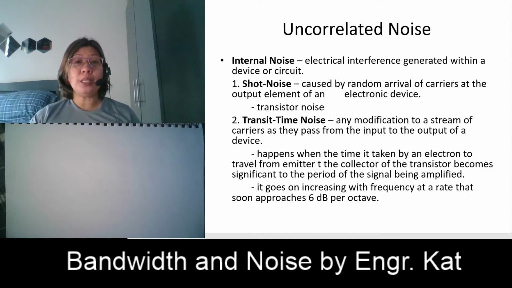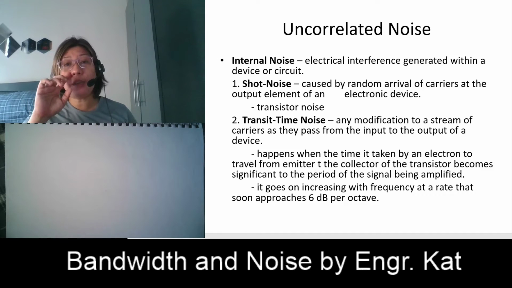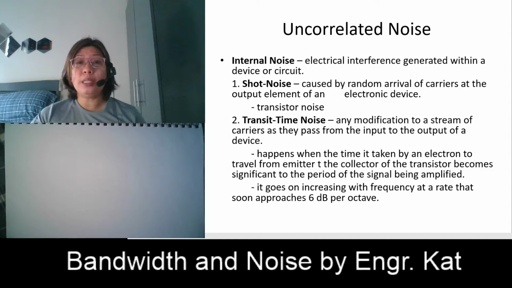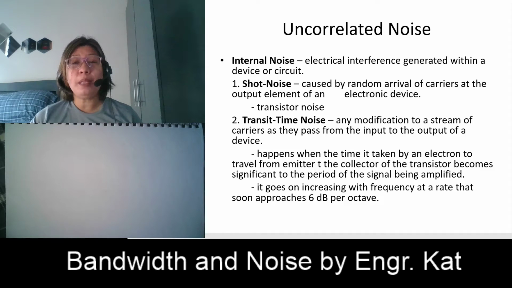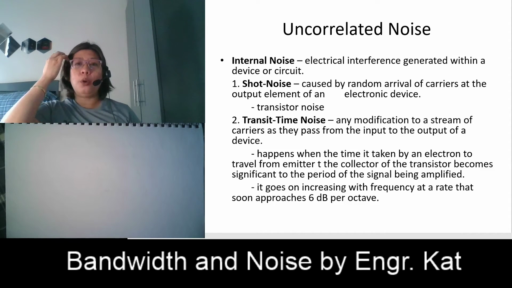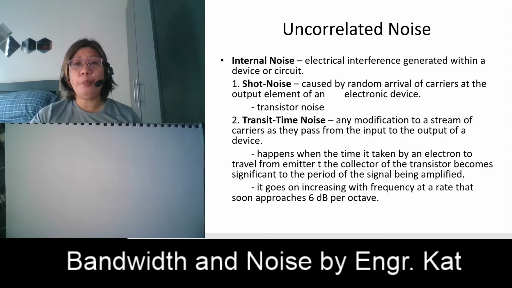And then you have your transit time noise. This is any modification to a stream of carriers as they pass from the input to the output of the device. This happens when the time taken by an electron to travel from the emitter to the collector of the transistor becomes significant. The emitter is your input and the collector is your output. So there's a delay in the period of the signal being amplified. We experience some delay, so we call that transit time noise.